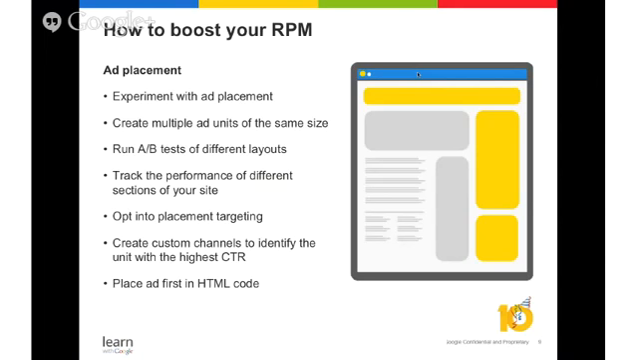Another really basic optimization is to place your most valuable ad first in your HTML code. So if you know that your skyscraper is your highest performing ad, put that set of code first in your HTML, and it will boost the auction attention on that ad unit.